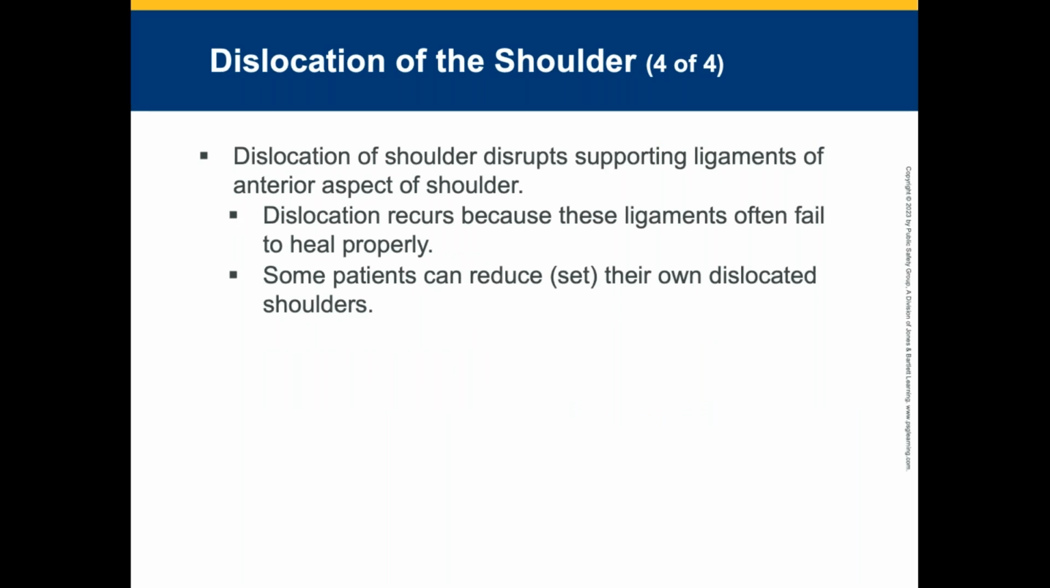Dislocation of the shoulder disrupts supporting ligaments of the anterior aspect of the shoulder. So dislocation usually recurs because these ligaments often fail to heal properly. So once you've had one dislocated shoulder, it may pop out again. Some patients can reduce or set their own dislocated shoulders, so they're used to putting it back into place.